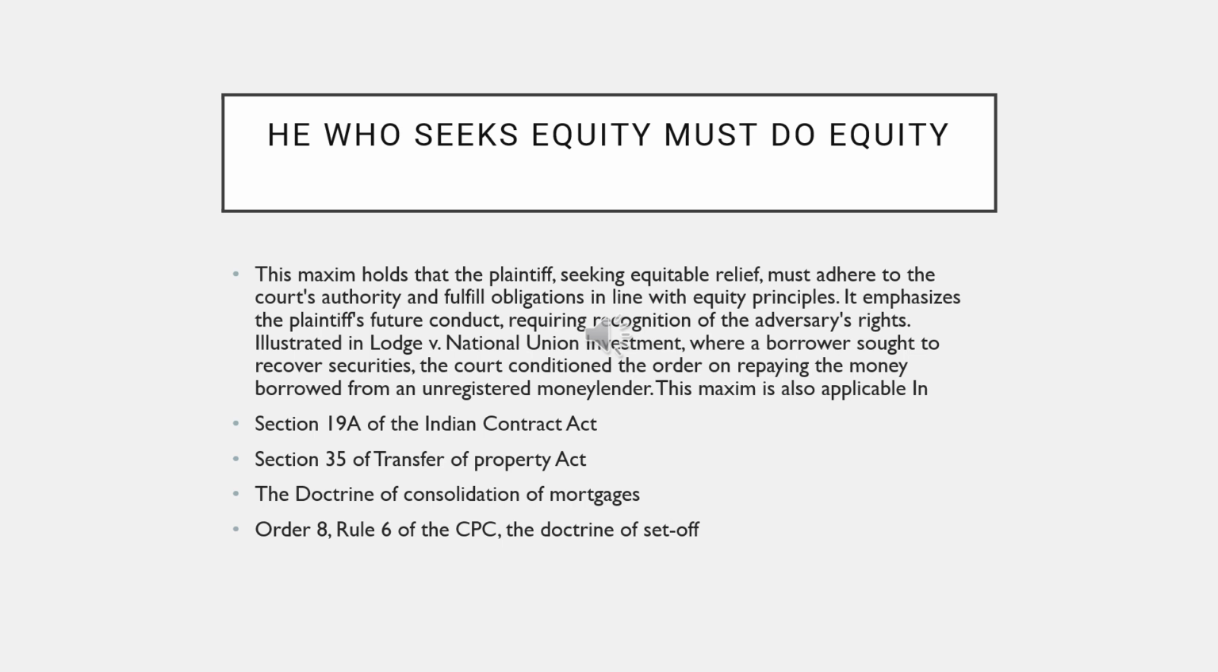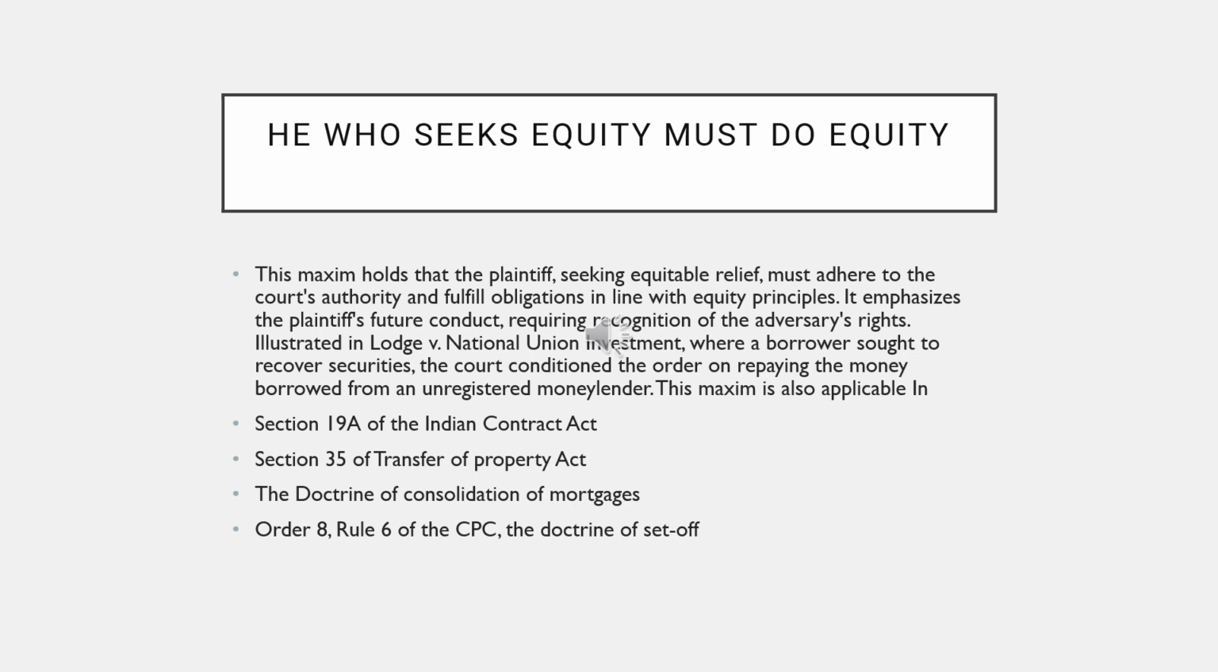So what are the legal provisions? First is Section 19A of the Indian Contract Act. The plaintiff must restore all the benefits arising from the contract which is rescinded by him. The next one, Section 35 of the Transfer of Property Act. The doctrine of election says that a benefit under a legal instrument must be adopted with all of the provisions and obligations under such an instrument.